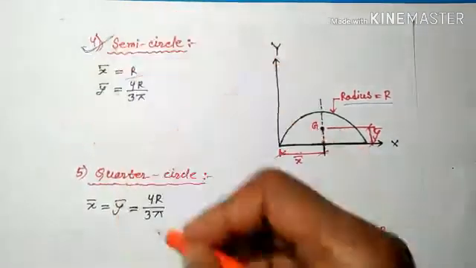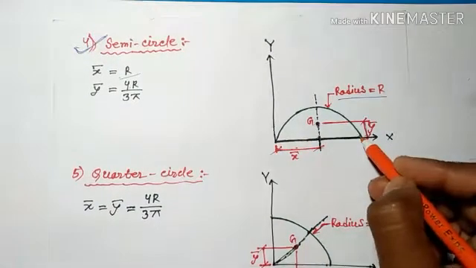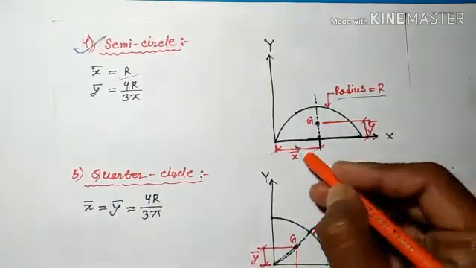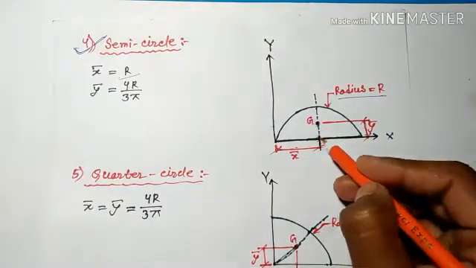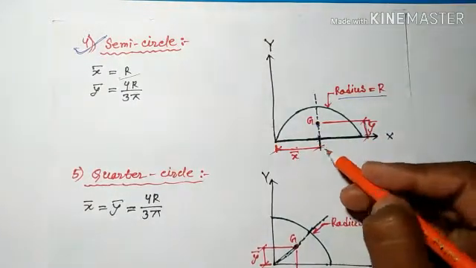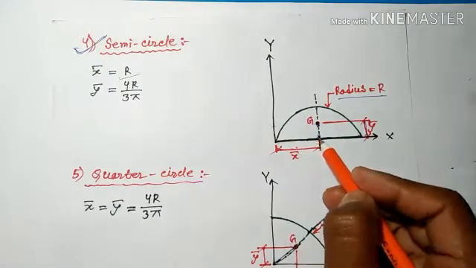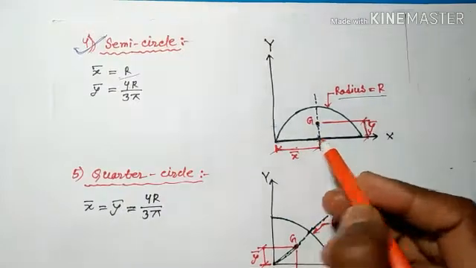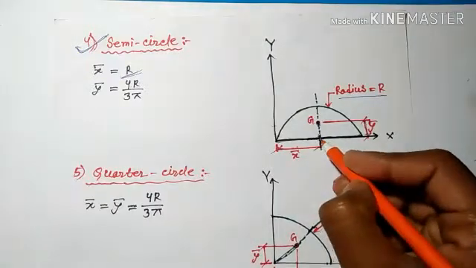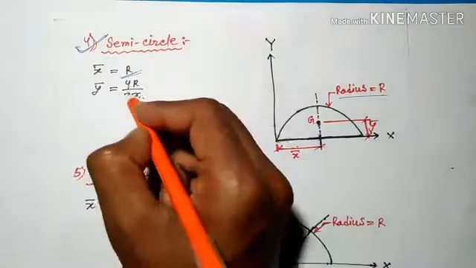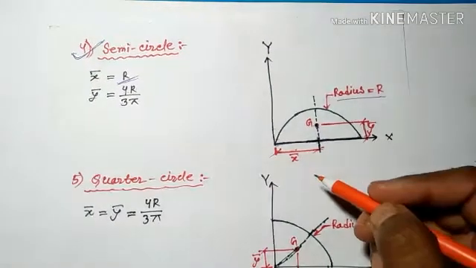The next figure is a semicircle. This is a semicircle of radius r, and x bar is the distance of CG from the y axis and y bar is the distance of CG from the x axis. So for a semicircle, x bar equals r. Okay. So x bar equals r and y bar is the distance 4r by 3 pi from the base.